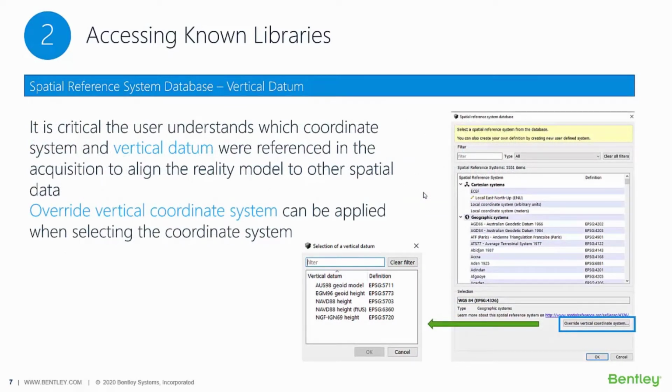Here you see the access to the vertical datum from the Spatial Reference System database. It's critical that the user understand which coordinate system and vertical datum were referenced in the acquisition to align the reality model to other spatial data. Overriding vertical coordinate systems can be applied when selecting the coordinate system.